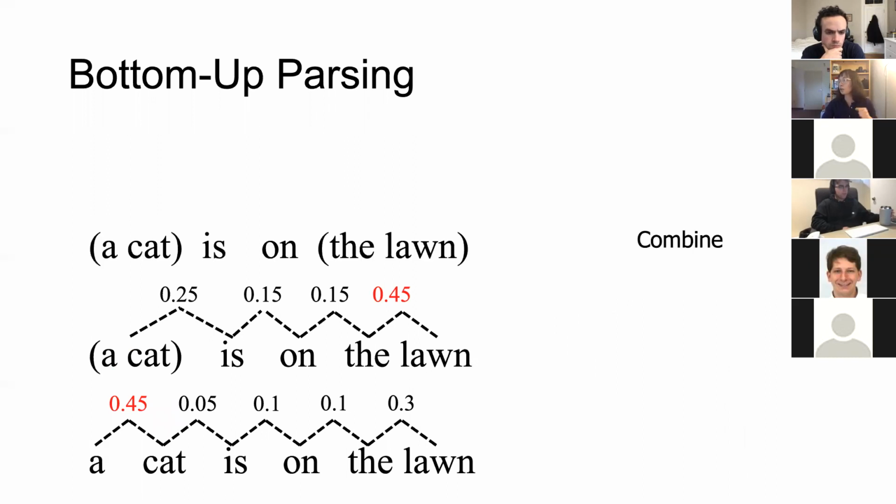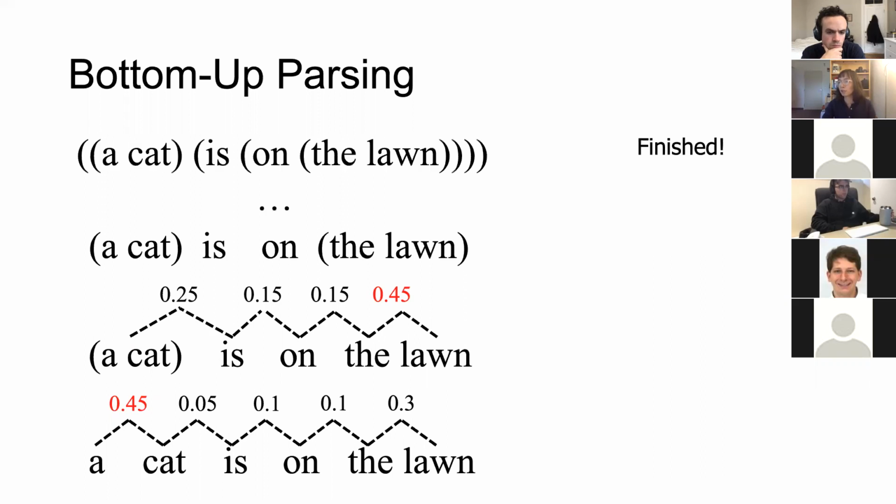Again, we just compute the probability and combine, and then again compute the probability and combine. So finally, after in total n-1 steps, we will get this binary constituency parse tree, and also the textual representation for each constituent defined by this constituency parse tree.